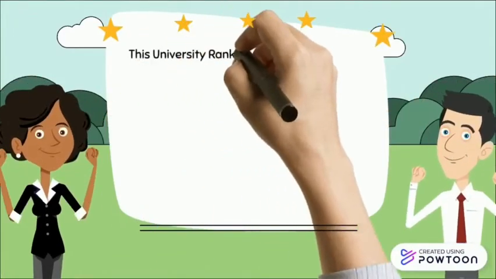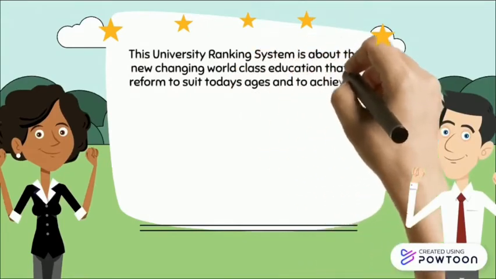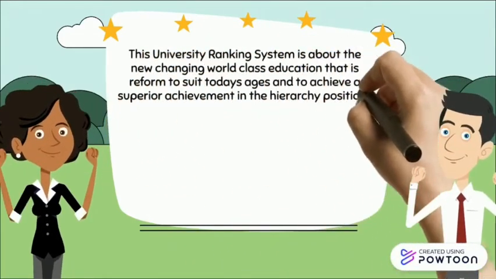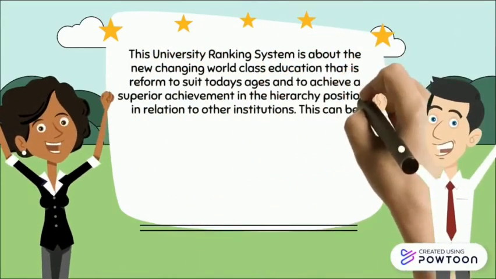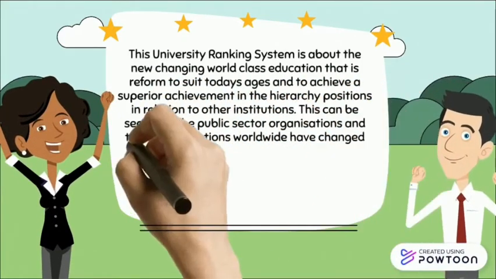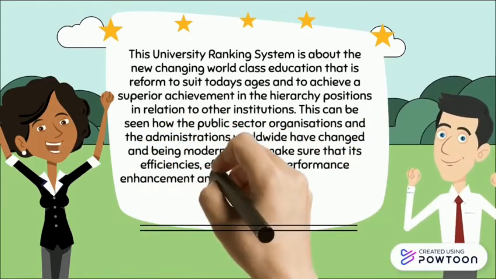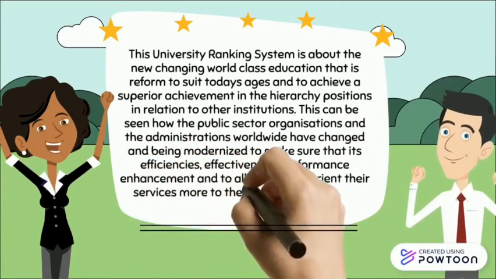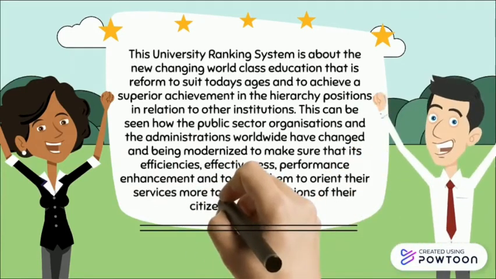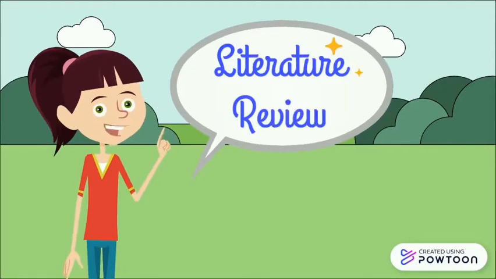This university ranking system is about the new, changing world-class education that is reformed to suit today's age and to achieve a superior position in the hierarchy in relation to other institutions. This can be seen in how public sector organizations and administrations worldwide have changed and been modernized to ensure efficiency, effectiveness, and performance enhancement, and to allow them to orient their services more to the expectations of their citizens or customers. Now, proceed to the literature review.